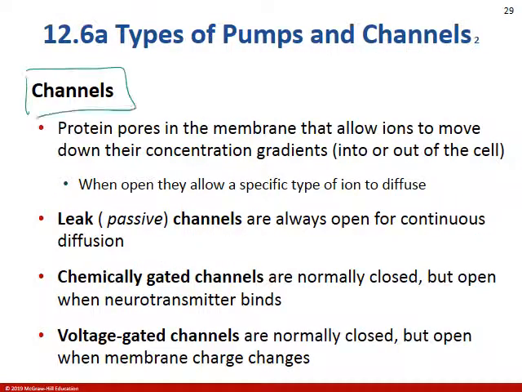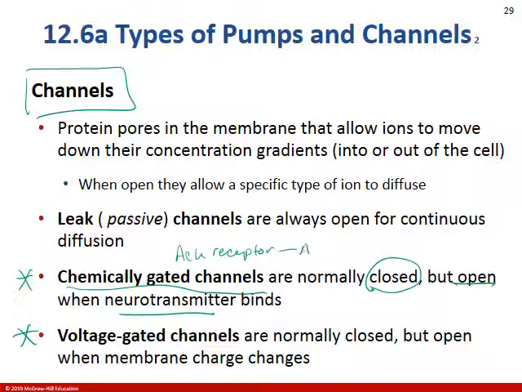There are also channels in a neuron membrane, two that we've seen before. So we have our chemical gated channel. They're normally closed but open when a neurotransmitter binds. So you remember we had the acetylcholine receptor, and what bound to that? Acetylcholine. And then what happened to the channel? It opened. So that's a chemically gated channel.